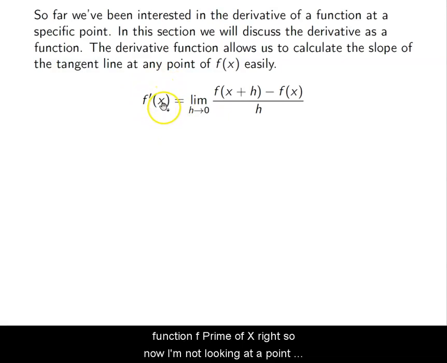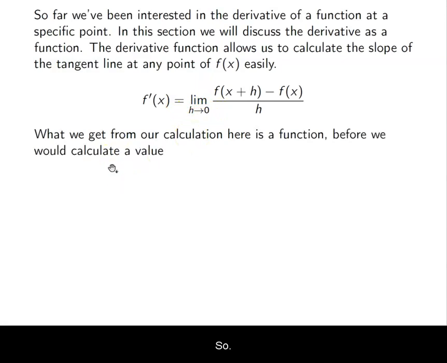Okay, so the derivative function f prime of x, right? So now I'm not looking at a point. Before I had f prime of a. Now we're doing f prime of x. This is a function. It's the difference quotient for your function. So you're going to be plugging in x plus h into your function and subtracting from that your regular function, divided by h, and take the limit as h goes to 0. Okay. So again, here we're going to get out a function. Before we were getting out a value. The value we got out was the instantaneous rate of change, the slope of the tangent line, etc. Now we're going to get a function that will give that for any point along our curve.